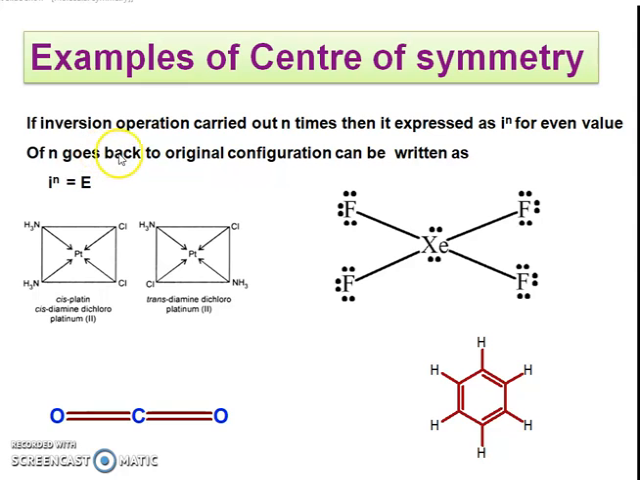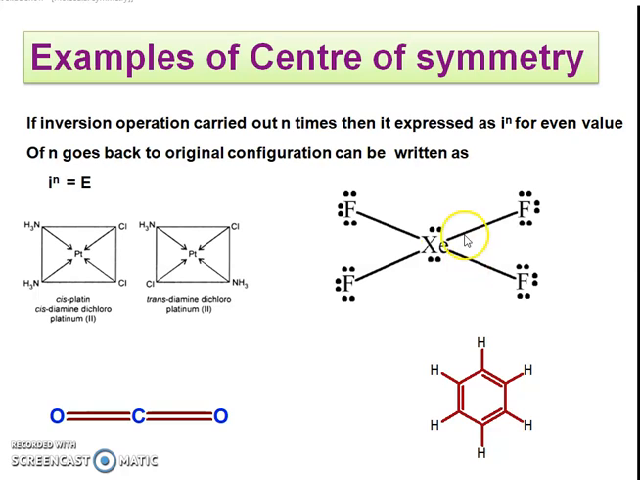We see other examples of center of inversion like this. If the inversion operation is carried out n times, it can be expressed as i raised to n. For an even value of n, the molecule goes back to the original configuration and can be written as i raised to n equals capital E. Capital E means identity. Now we see these examples one by one.